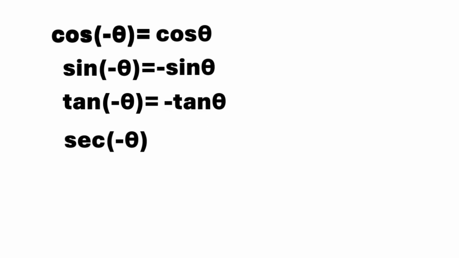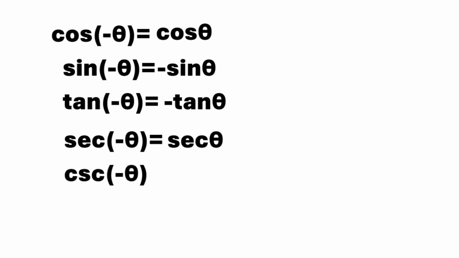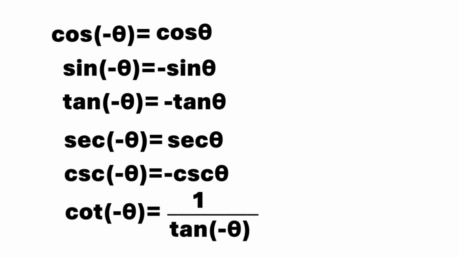Secant of negative theta is equal to 1 over cosine of negative theta, and cosine of negative theta is equal to cosine of positive angle theta, so secant of negative theta is equal to secant of positive theta. Cosecant of negative theta is equal to 1 over sine of negative theta, and sine of negative theta is equal to negative sine of angle theta, so cosecant of negative theta is equal to negative cosecant of theta. Cotangent of negative theta is equal to 1 over tangent of negative theta, and tangent of negative theta is equal to negative tangent of angle theta, so cotangent of negative theta is equal to negative cotangent of theta.